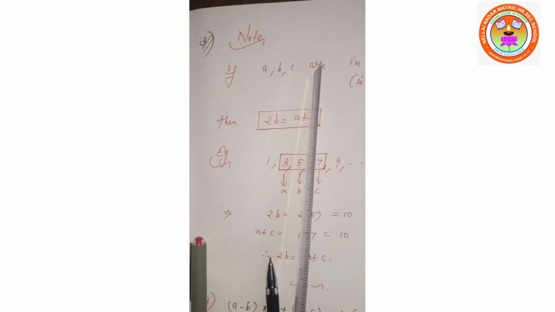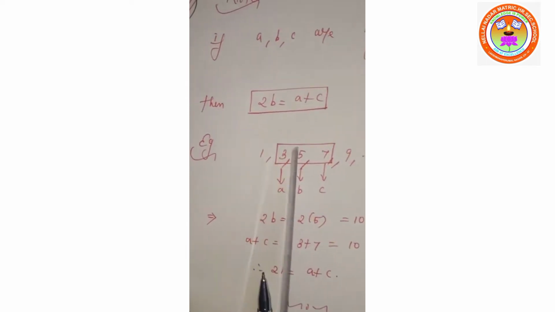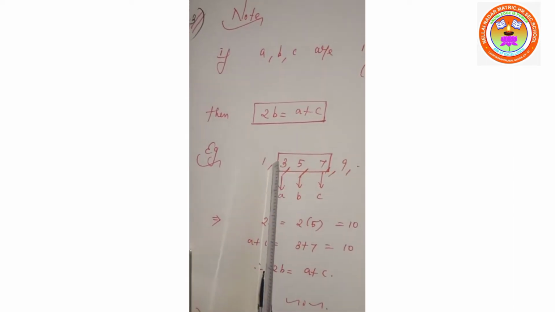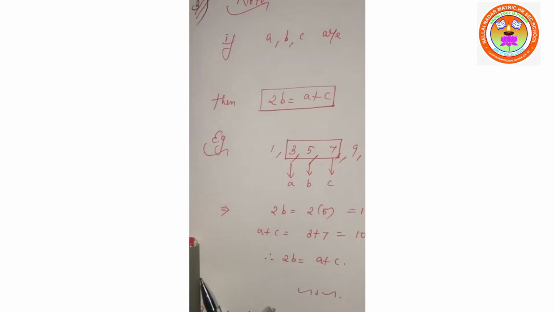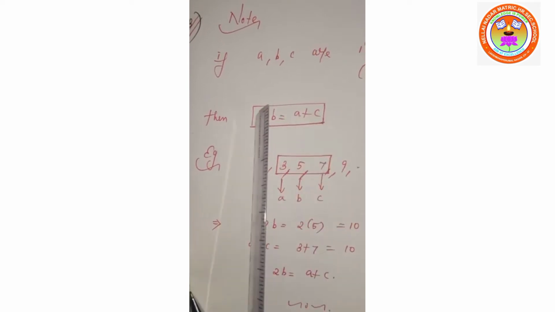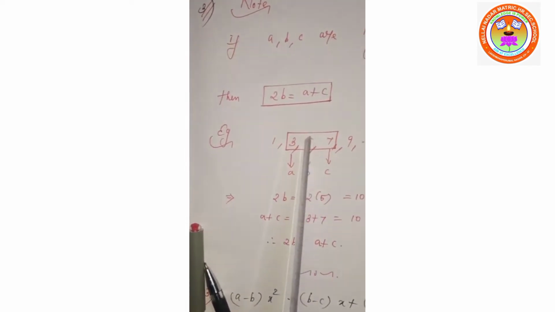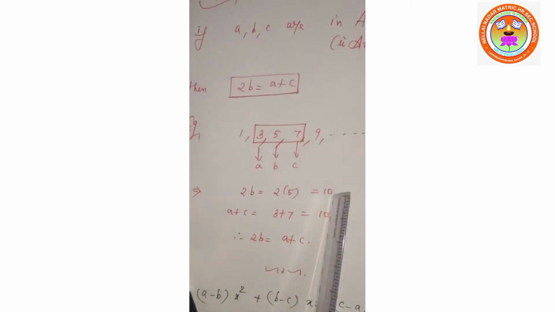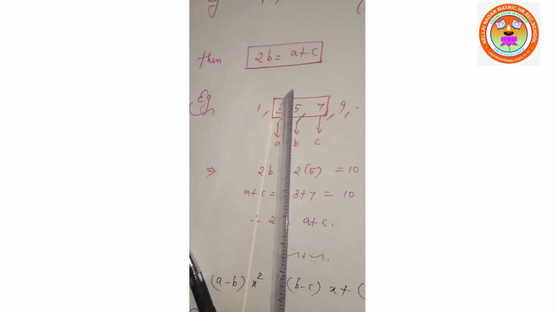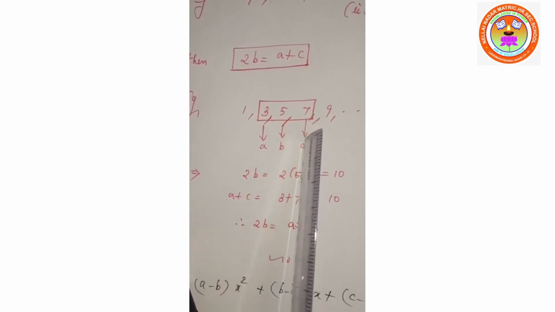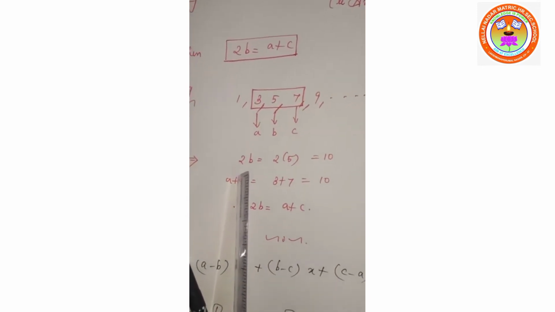For A, B, C, 3 consecutive numbers, you can take 1, 3, 5 or 3, 5, 7 or 5, 7, 9. I have taken 3 as A, 5 as B and 7 as C. What is the condition? 2B equals A plus C. First I am finding the value of 2B. 2 into B value, what I have taken? 5, 2 fives are 10. Then what is the right hand side? A plus C. A I have taken 3 and C I have taken 7. 3 plus 7 also 10. 10 and 10. So 2B equals A plus C.